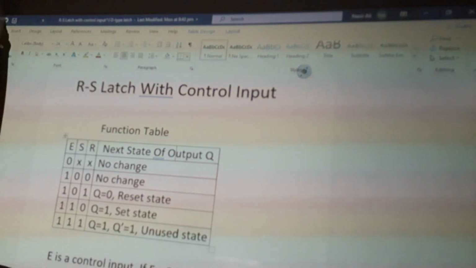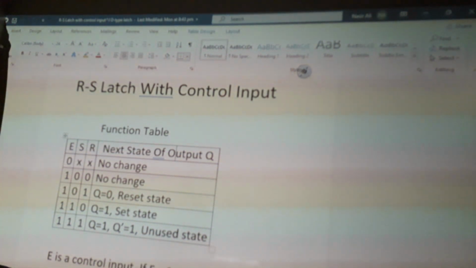Then we give one state to E input, S is equal to 0 state, R is equal to 1 state, and at the output we have Q is equal to 0 state, which is the reset state. Then we give S is equal to 1 state, R is equal to 0 state. Then at the output Q is equal to 1 state, which is the set state.